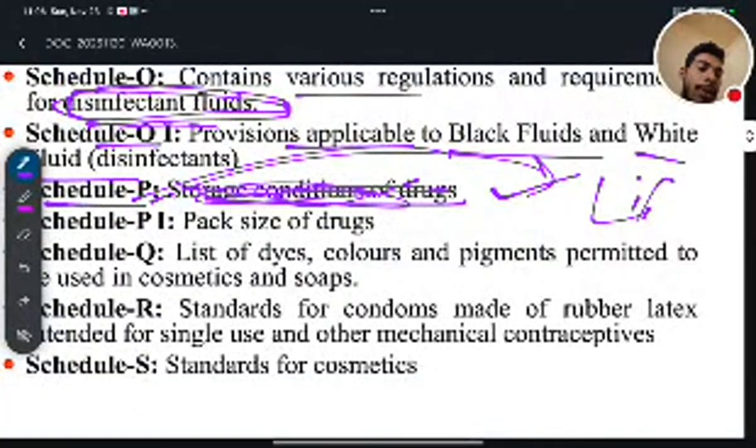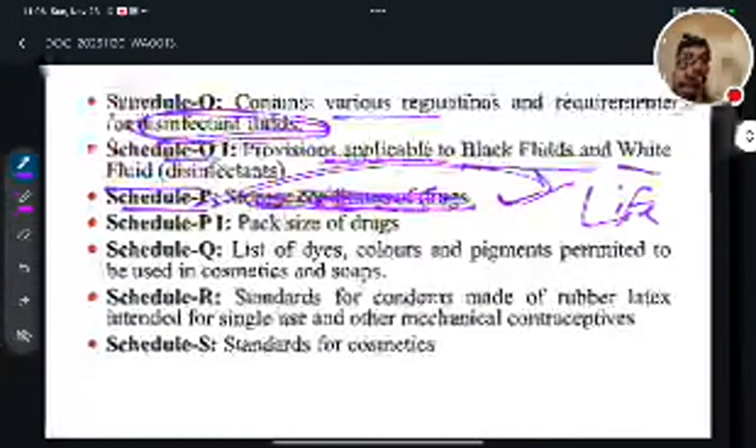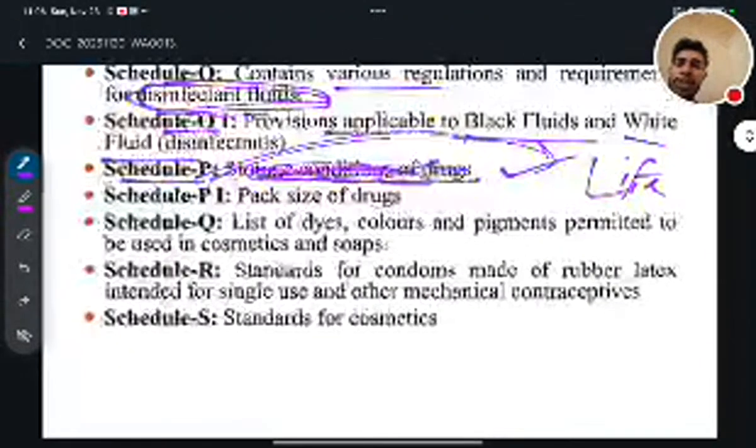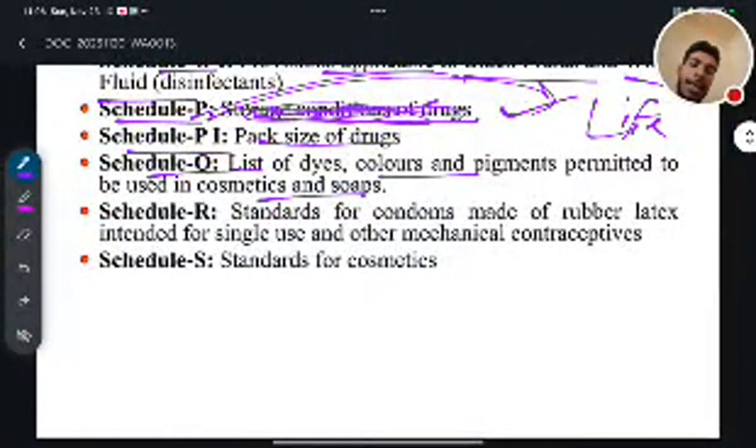Schedule P, P for period, life period. Life period in the sense of the validity of the drug, the time when it was manufactured and when it will expire. Schedule P1 is the pack size. Schedule Q is for colors: colors and pigments permitted and used for cosmetics and soap.